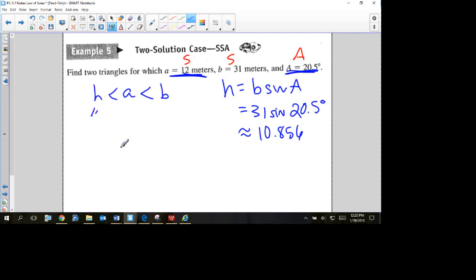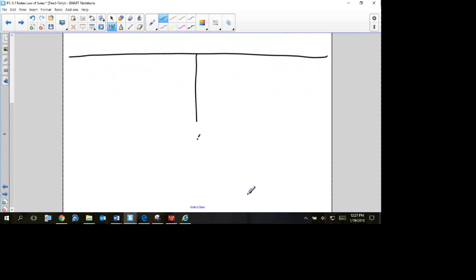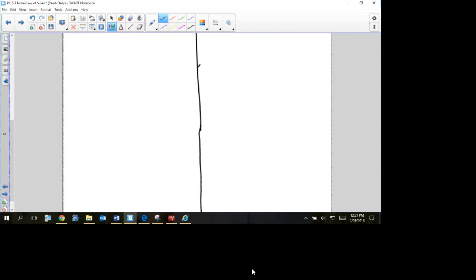So we have our 10.856 here, we've got our 12, and we've got our 31. From our chart, what does that tell us? Well, it also says in the directions, this is going to be 2 triangles, right? As soon as you know it's 2 triangles, we're going to divide it into 2 triangles and do all the work side by side. We're going to stay organized because a lot of the work is the same. If you do it side by side, it'll be easier.